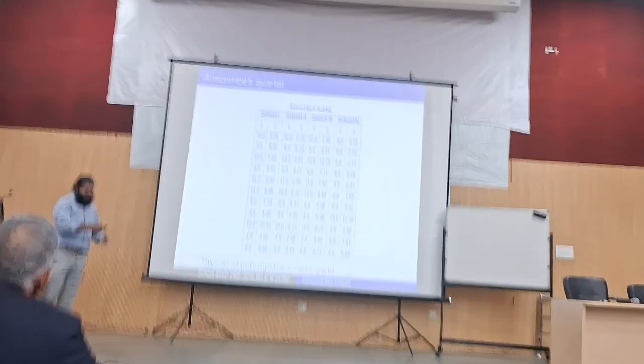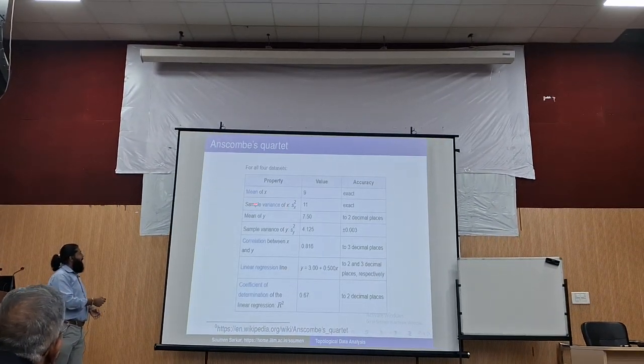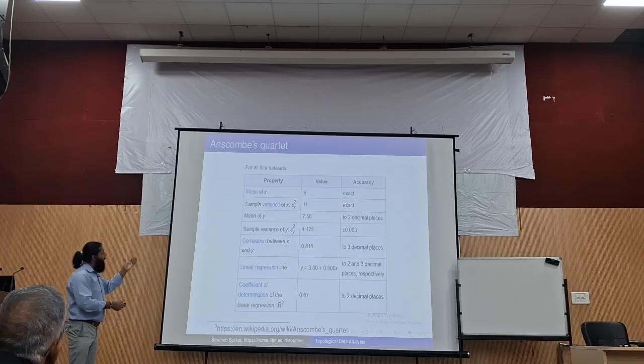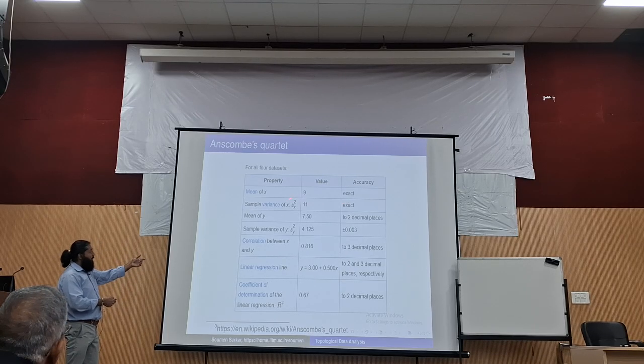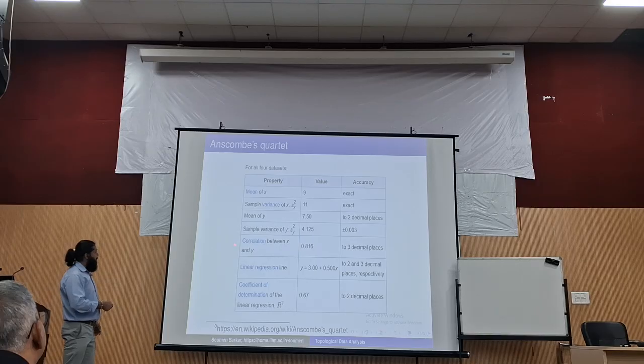Parameters will be different. However, we have surprising things. If you take the mean of x, for each of them it is the same. If you take the variance, we know the definition, so this is exactly the same. The mean of y, up to 2 decimal places, is the same. The variance is also the same.